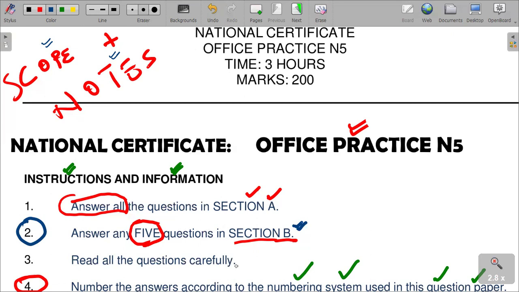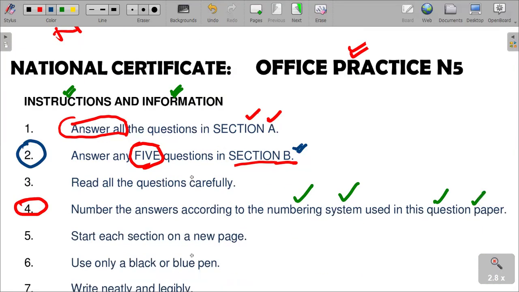You need to use the numbering system that is used in the question paper, please. Don't forget that. Instruction number 4, the answering numbering order, is very important. Lastly, you write neatly and legibly. You start each question on a new page. Number 6 again is very important: you need to use only a black or a blue pen. We don't do art in the exam. If by any mistake you use any other colors in the exam, your answers are not going to be marked.